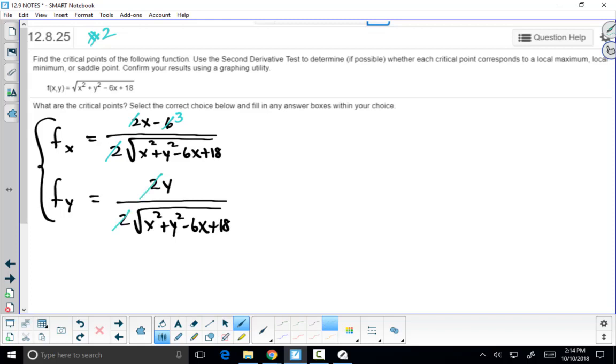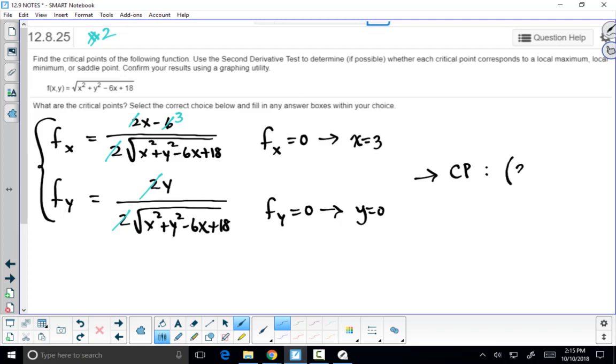So we're going to set them each equal to 0. The only way a fraction is 0 is if the top is 0. It's the only way. So when we set these to 0, f sub x equals 0. The only way that's possible is if x is equal to 3. Set f sub y equal to 0. The only way that's possible is if y is equal to 0. So this implies that the critical point, this is a 2-variable critical point, is (3, 0). That is the only critical point.